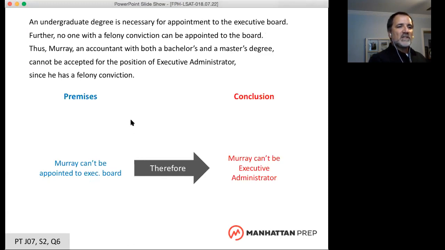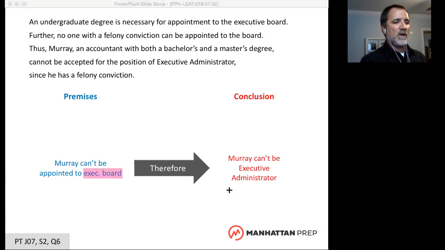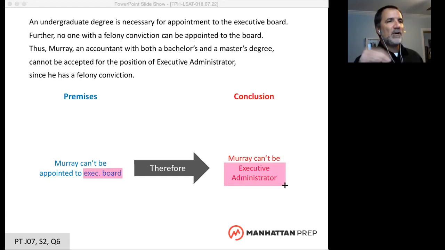So now notice that there's a shift here. My premises tell me that Murray can't be appointed to the executive board. And then my conclusion is saying Murray can't be executive administrator. Is that the same thing? What does that mean? Is the executive administrator part of the administrative board or the executive board? Are they different? Are they the same? I don't know. But I don't need to be an expert in executive boards to take the LSAT and succeed. I just know that they're talking about one thing in the premise, the executive board, and something that appears different in the conclusion.